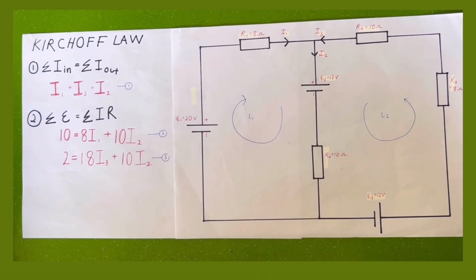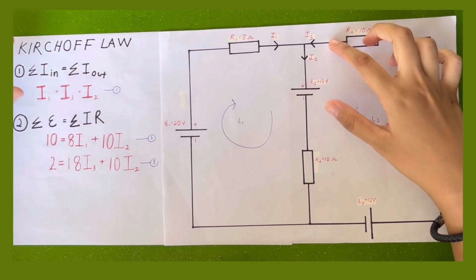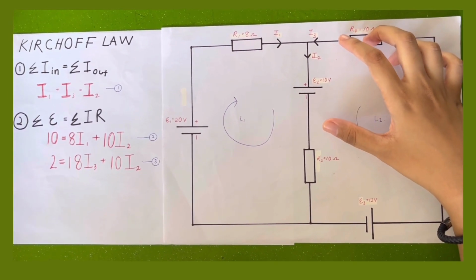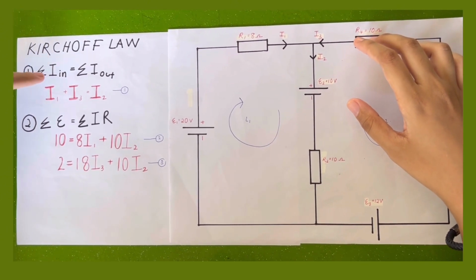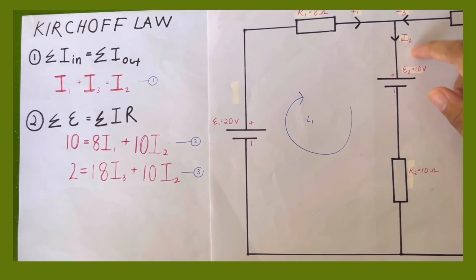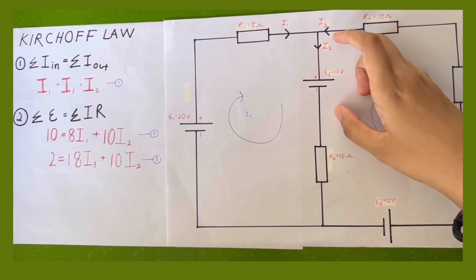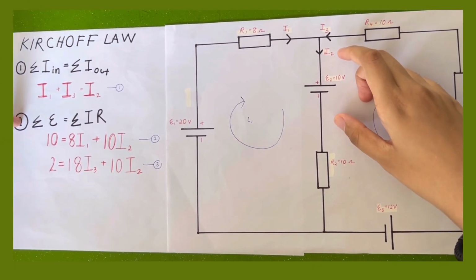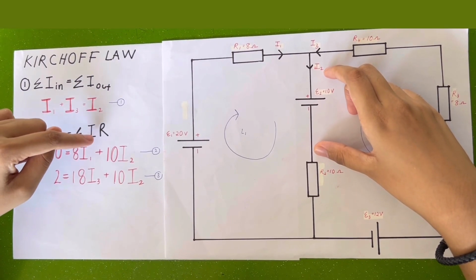Let's go. First, we need to identify the unknowns in the question. The unknowns for this question are I1, I2 and I3. Then we will use the first Kirchhoff law and the second Kirchhoff law. For the first Kirchhoff law, the total current in will be equal to the total current out at a junction. If we look at this junction, the total current in, I1 and I3, will be equal to I2.